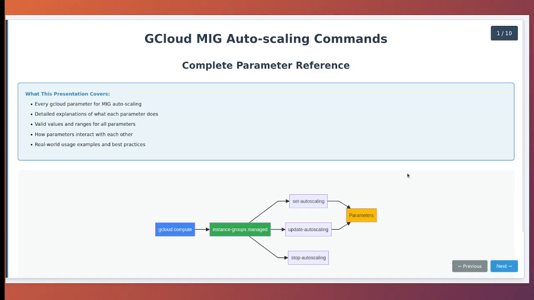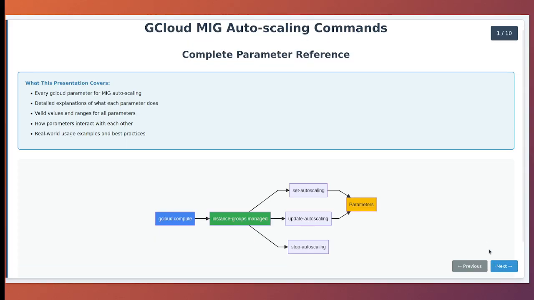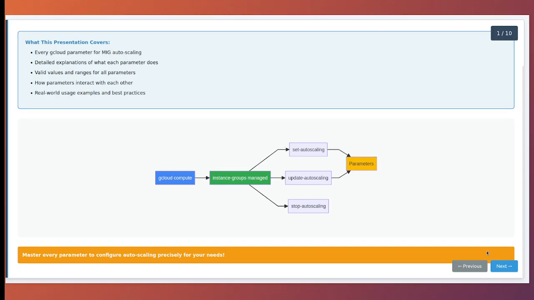I produce videos daily covering a wide variety of cloud topics with a focus on networking. Today's presentation is a deep technical dive into G-Cloud commands for managed instance group auto-scaling. If you've ever been confused by the various parameters, flags, and options available in these commands, this presentation will clarify everything. We'll examine every parameter available in the G-Cloud Compute Instance Group's managed commands related to auto-scaling.